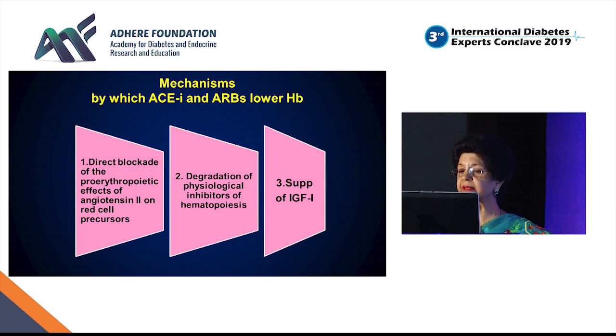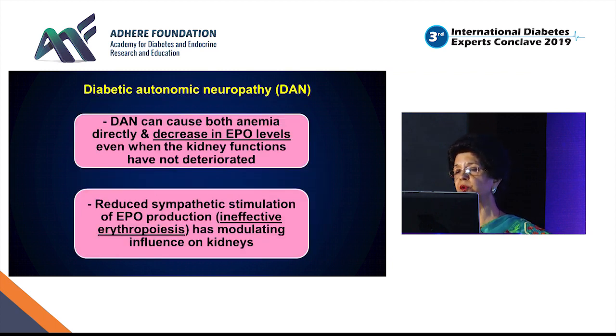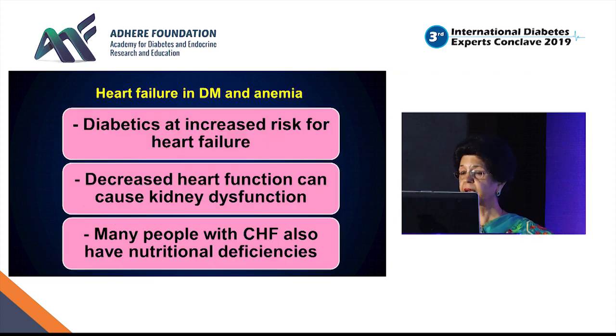They not only suppress the IGF-1, they cause degradation of physiological inhibitors of hematopoiesis, and they cause direct blockade of the pro-erythropoietic effects of angiotensin II on red cell precursors. Diabetic autonomic neuropathy, I've already shown you a study, can affect the EPO levels, leading to ineffective erythropoiesis. Heart failure. In diabetics per se, there is a risk of increased heart failure, which can also affect kidney dysfunction.